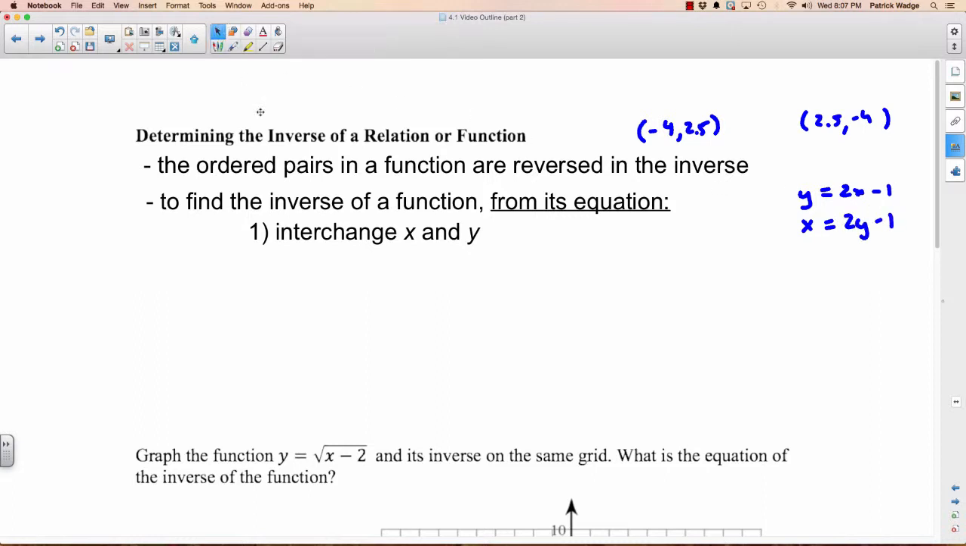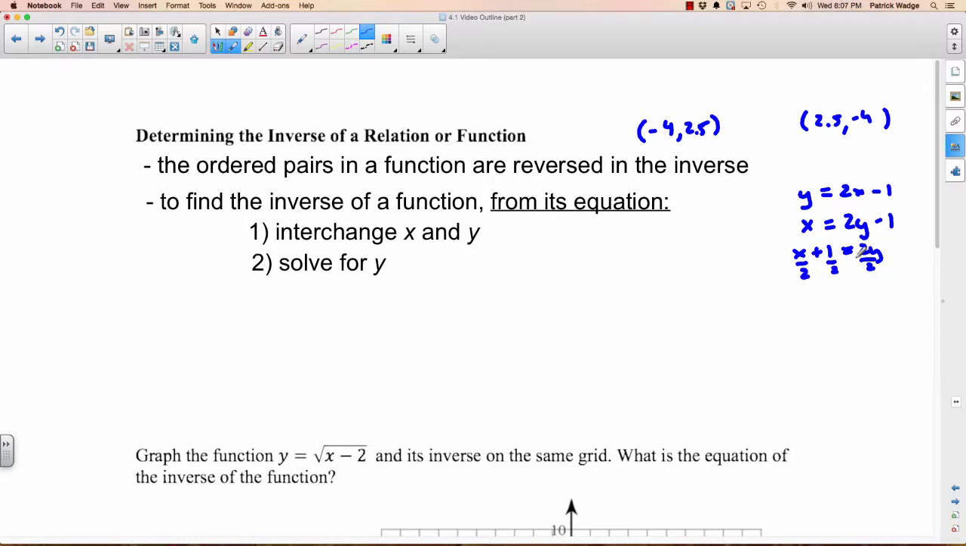And then the second step is solve for y. So in order to get this y by itself, the first thing I need to do is move that -1 over, or add 1 to both sides. So you get x plus 1 equals 2y. I want to get the y by itself. This is 2 times y, so I'll divide by 2. And the way I like to do this is divide everything by 2 like this.